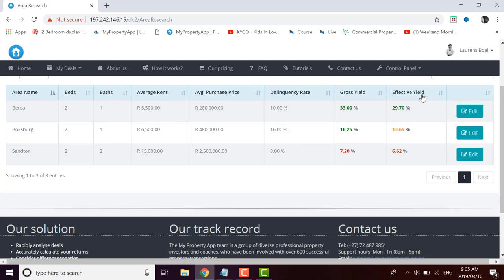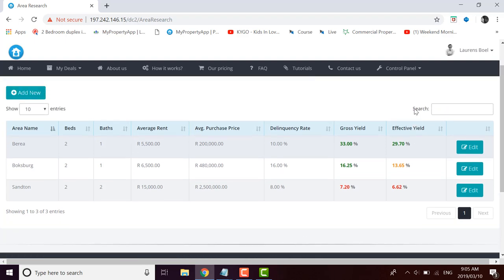From an effective yield point of view, Berea is still the best because it's got the lowest delinquency rate for the highest gross yield. So this would then be an area that you could quite comfortably say, I've done my due diligence, I've done my research, this is the area I want to invest in from a rental point of view. I hope that was helpful and useful.